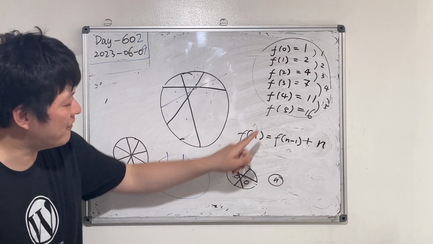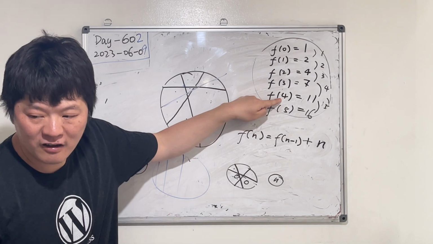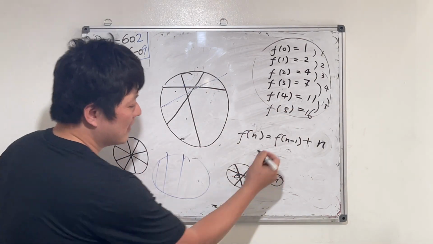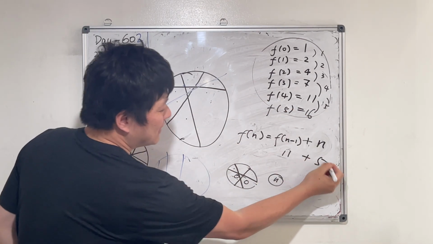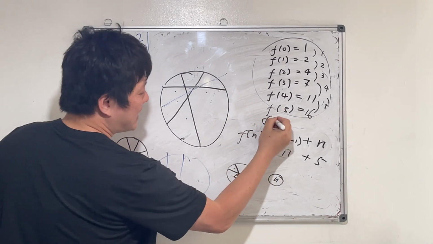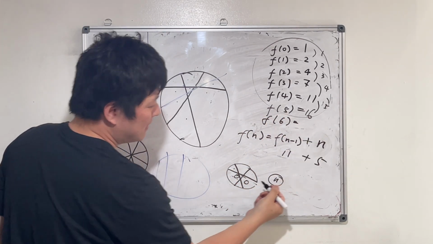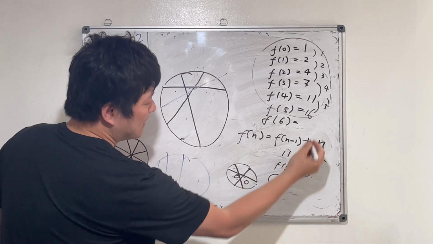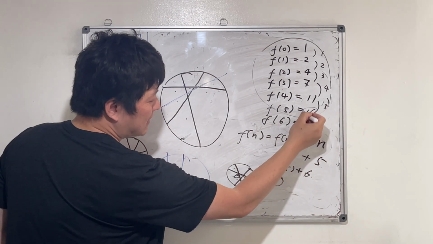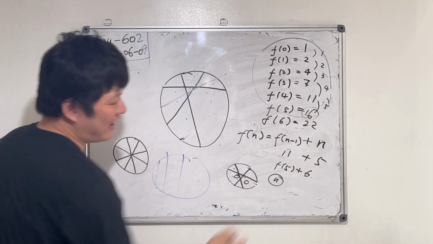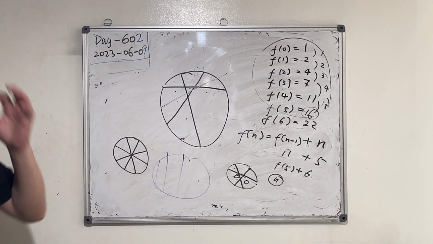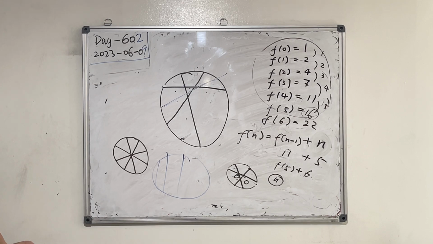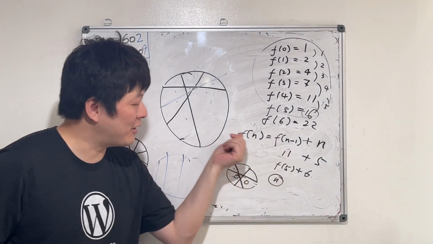Okay, f5 equals f4, which is 11, plus 5, 16, okay? f6 equals f5 plus 6, which is 16 plus 6, 22, okay? But if you do it that way, you might not know what f(n-1) is, so you have to do the problem again. Okay, so that's true.